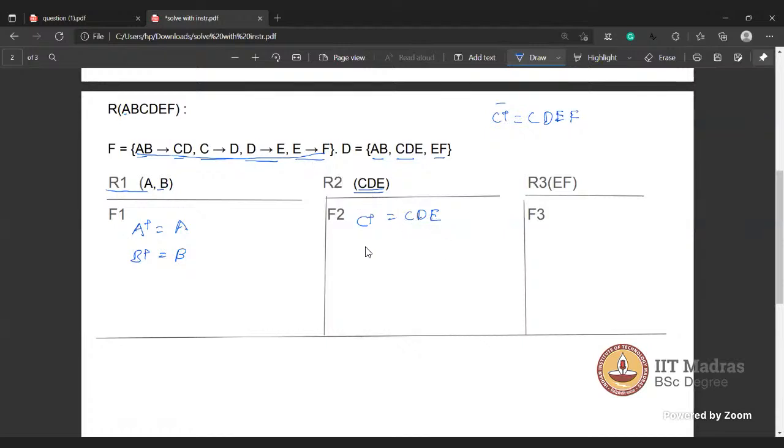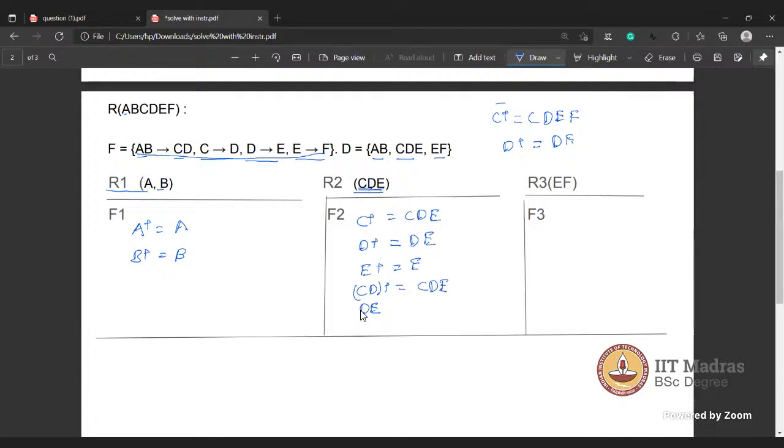Okay. Then we have to take D closure. So what will be the D closure? D and E. Okay. What will be the E closure? Only E. Okay. Then you have to take two attributes C, D. So what will be the CD closure? C, D, E. Okay. And we have to take then D.